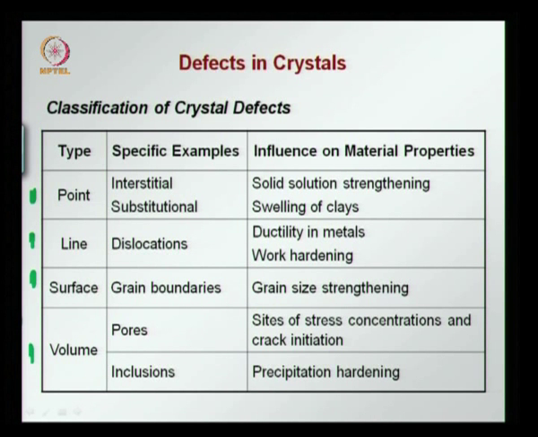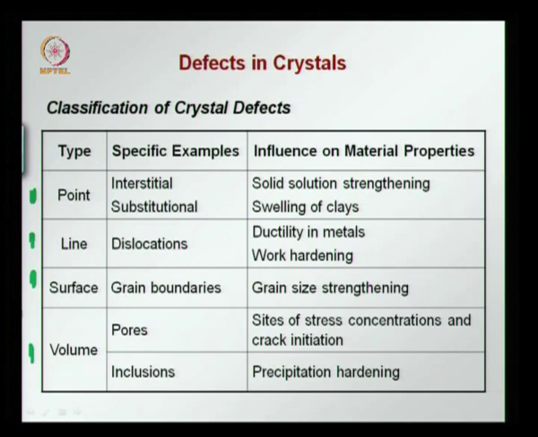Line defects are basically dislocations, where you have a discontinuity in the crystal array, and this has a lot of effect on ductility in metals and work hardening, because these are related to the movement of dislocations under stress.